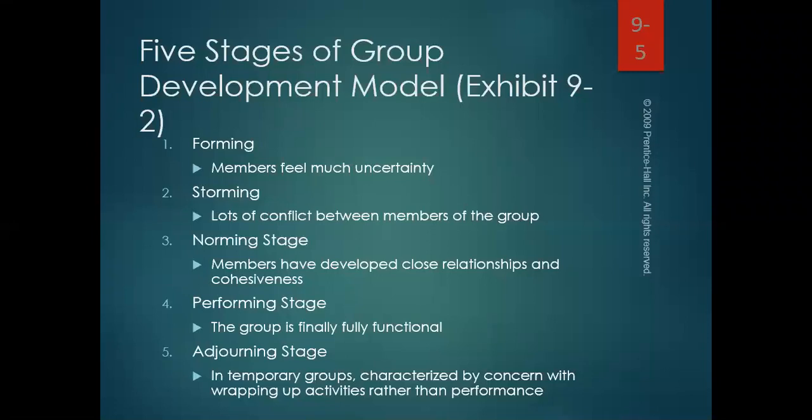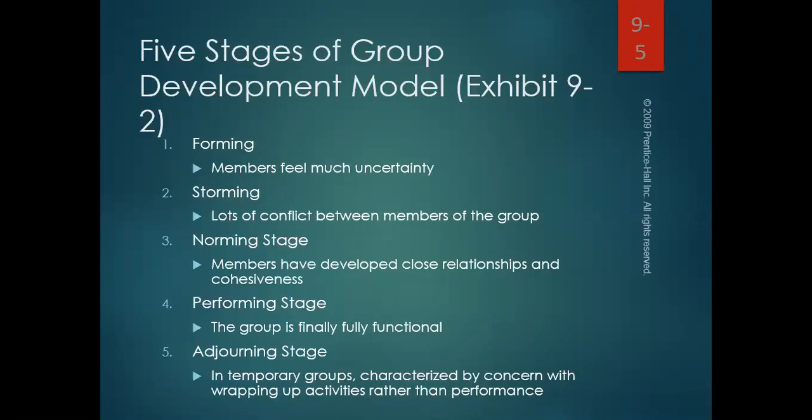Number one is forming. Members feel much uncertainty. The purpose is not clear in this stage. There is a lack of guidance and direction in forming. There is uncertainty and confusion. People try to find out acceptable behaviors. Intra-group conflicts are high in the forming stage of groups, as individuals feel that their interests and preferences are shadowed. This might be one of the reasons, so this is one of the reasons in forming.